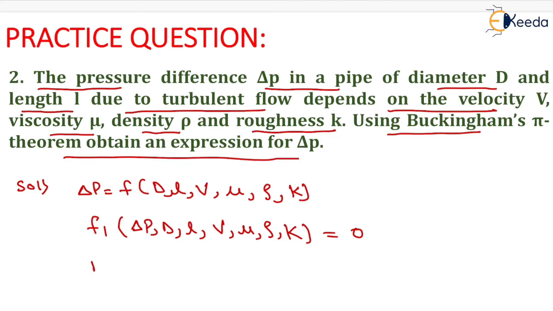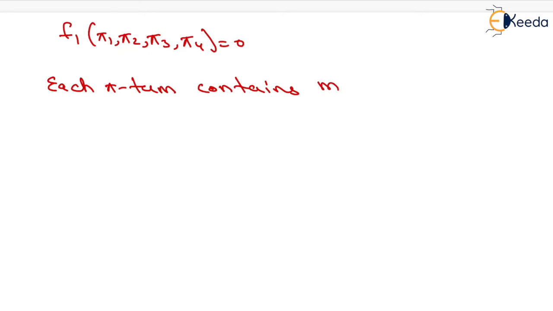Now we have n equals to 7 here and m equals to 3. So n minus m will be equals to 7 minus 3, which will be equals to 4 here. Now the previous equation can be grouped in 4 pi terms as function of pi 1, pi 2, pi 3 and pi 4 equals to 0. Now each pi term contains m plus 1, that is 3 plus 1 equals to 4 variables.